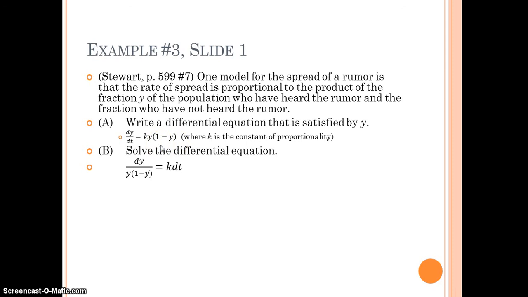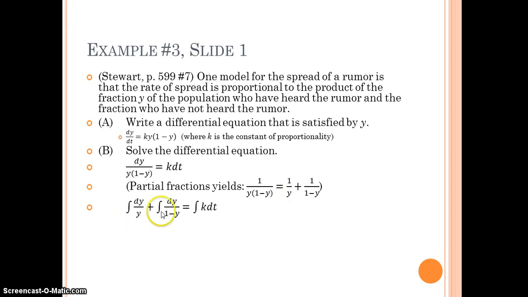Just like before, we want to use partial fraction decomposition. We need to separate our variables, get all of our y's together, so we end up with dy over y times (1 minus y) is equal to k dt. Some side work indicates that partial fractions gives us 1 over y plus 1 over (1 minus y).